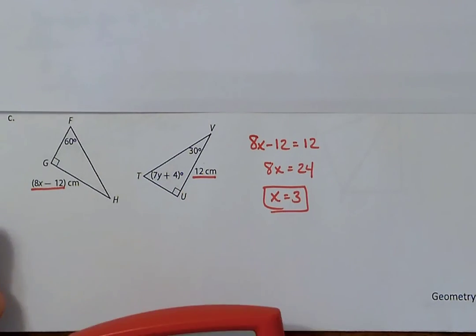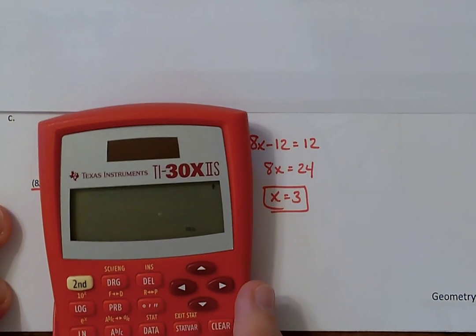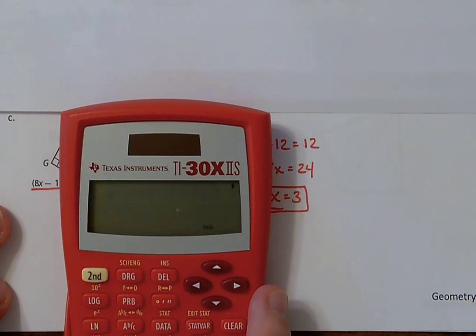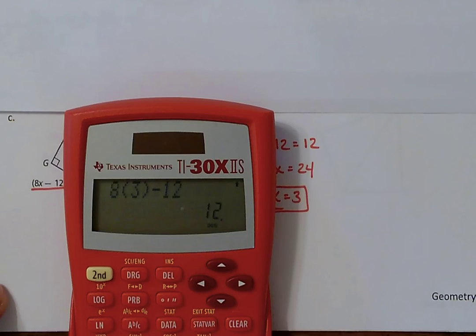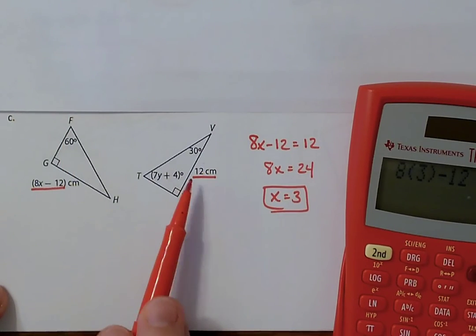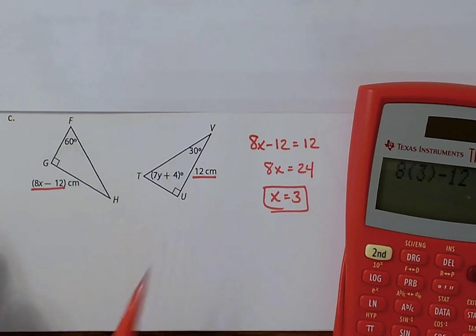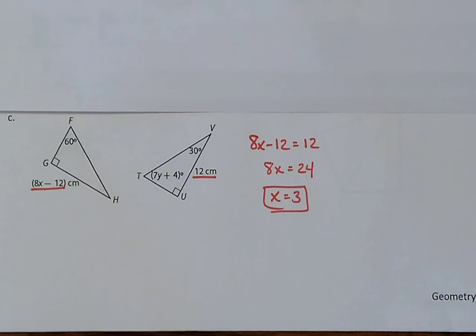And if we want to double check that, I'm going to plug 3 into this 8x minus 12. So we're going to do 8 times 3 minus 12, and I get 12, which is what this side equals. So we are good on that front. Next we need to figure out the value of y for this problem.